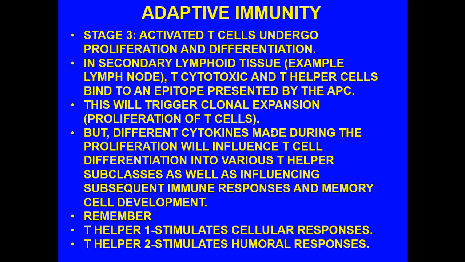In secondary lymphoid tissue, such as a lymph node, T cytotoxic and T helper cells bind to an epitope presented by the APCs. This will trigger the clonal expansion. This is the proliferation I was talking about. But then you're going to have different cytokines that are going to play a role in getting some of the troops specialized, if we'll say. You're going to have the T cells starting from that proliferation. They're going to start differentiating into T helper subclasses, as well as influencing subsequent immune responses and memory cell development. Remember, T helper 1 stimulates cellular responses. T helper 2 stimulates humoral responses.